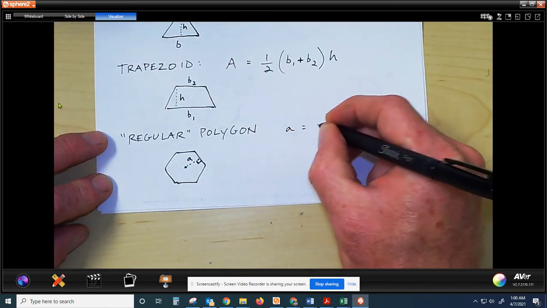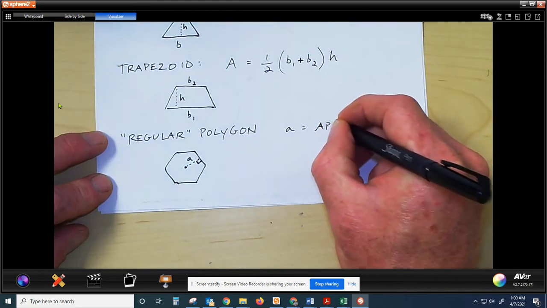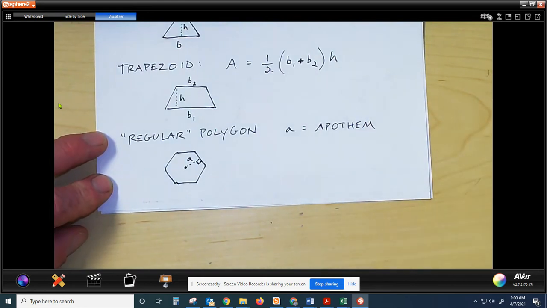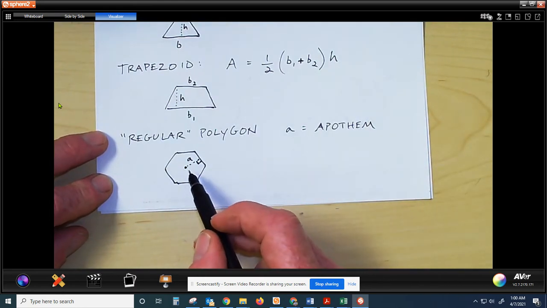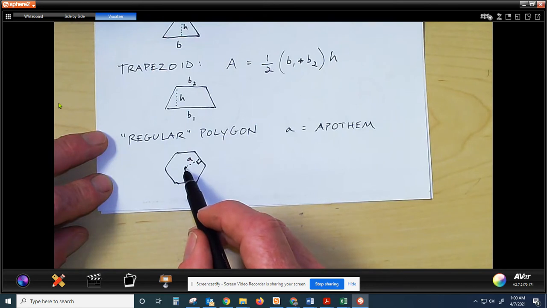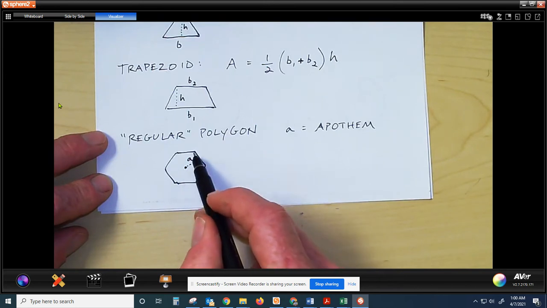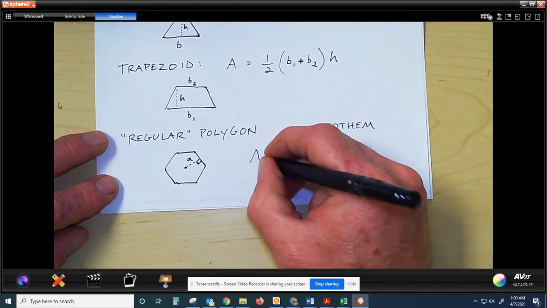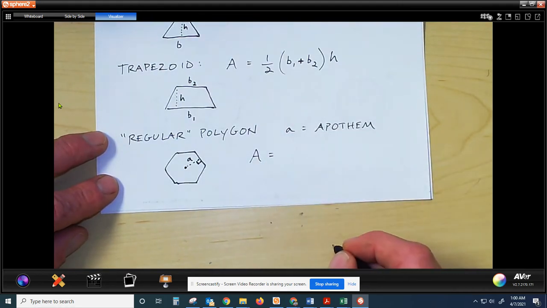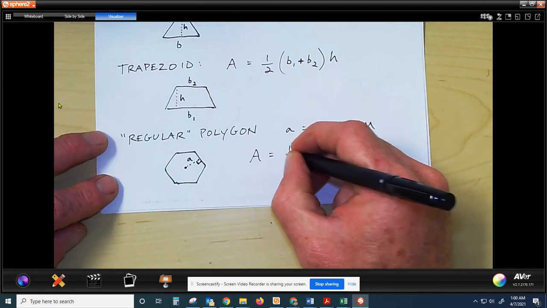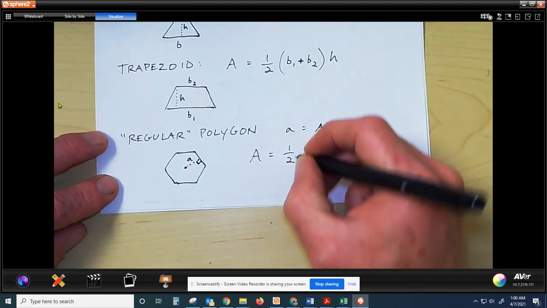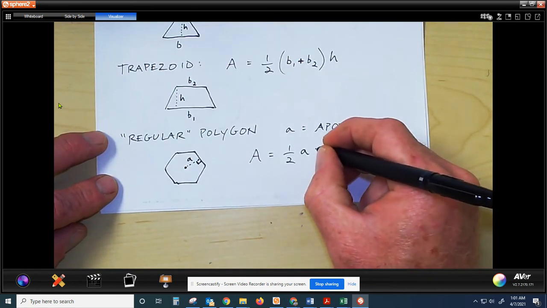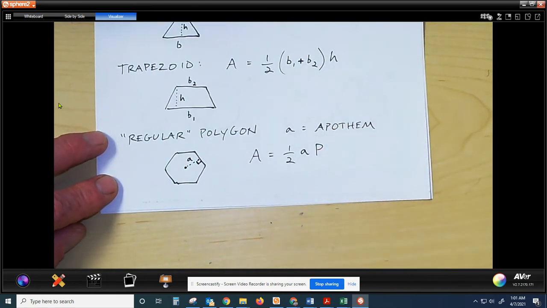A is equal to apothem. That's the name for this distance. It's kind of like a radius for a polygon. It goes from the middle of the shape to the middle of one of the sides. Here comes the formula. Big A, the area of a regular polygon, is equal to 1/2 multiplied times the length of the apothem times the perimeter, big P.